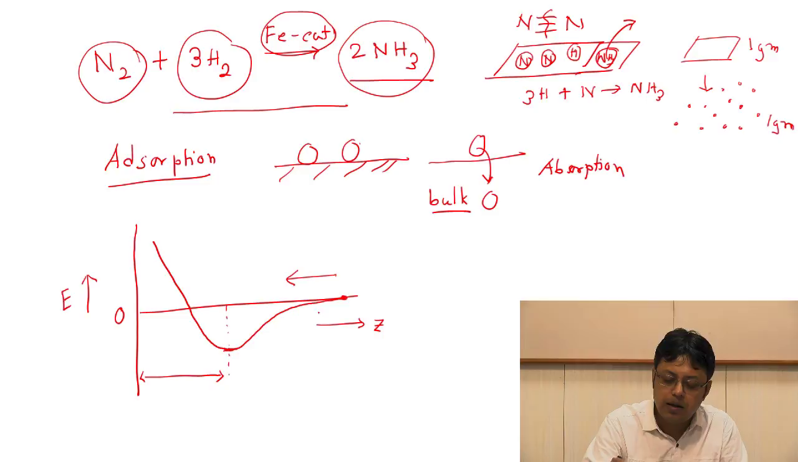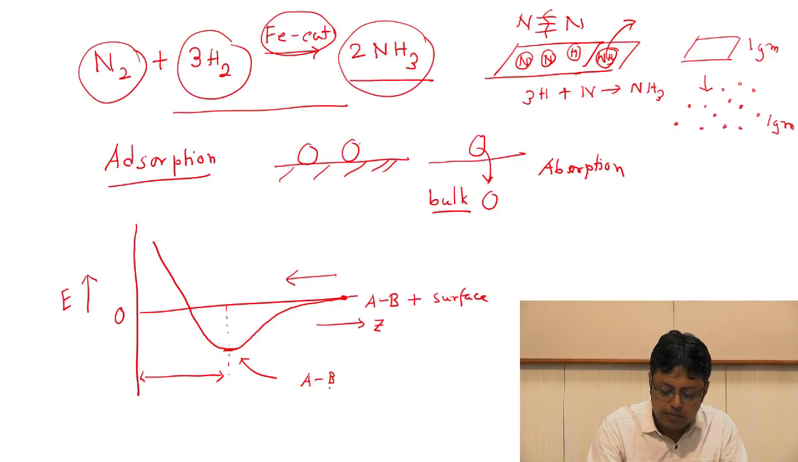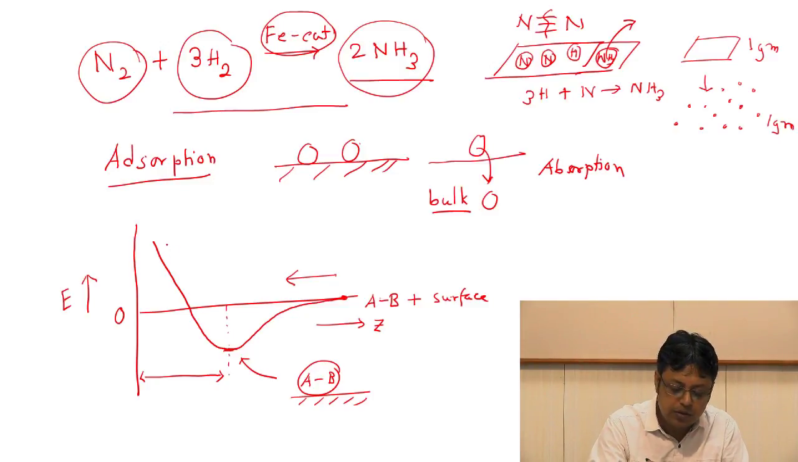Now, in this process, suppose I am starting with a molecule which I'm calling an AB molecule. So there is a bond between A and B. Suppose A and B are atoms, or they may be fragments of a molecule, and this state is AB plus surface. It is basically AB and the surface far apart. Now when I reach here, AB is basically stuck on the surface. It's physically stuck. There is no chemical change in this process. So that's why we call this physisorption. It is an adsorption, but it is a physical adsorption.